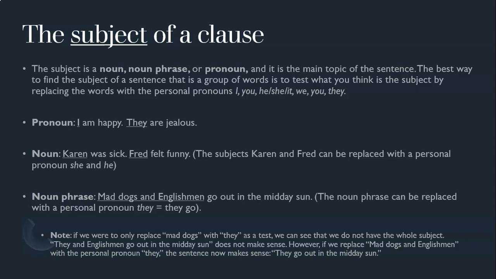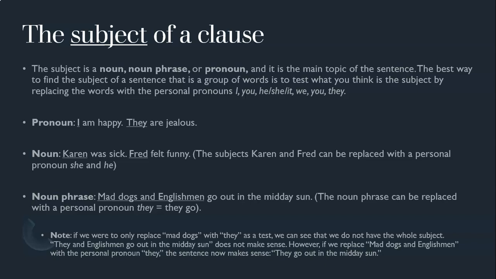They are jealous. Noun: Karen was sick. Fred felt funny. Note how you can replace the subjects Karen and Fred with a personal pronoun, she and he. Noun phrase: Mad dogs and Englishmen go out in the midday sun. The noun phrase can be replaced with the personal pronoun they: they go.